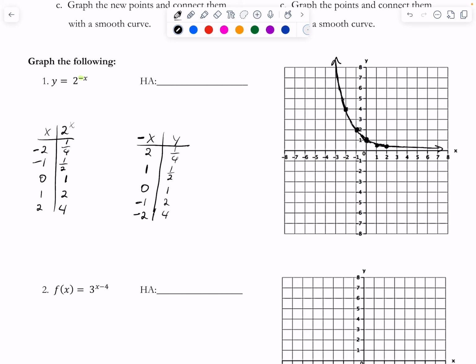So the horizontal asymptote, the way I always do this is look, if it's written in order, look right here, and there's nothing there, so it's kind of like a +0. So your horizontal asymptote is going to be y = 0. Okay? All right, let's do the next one.